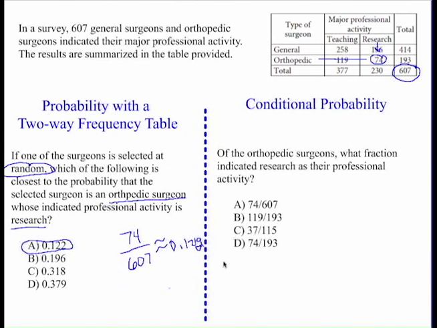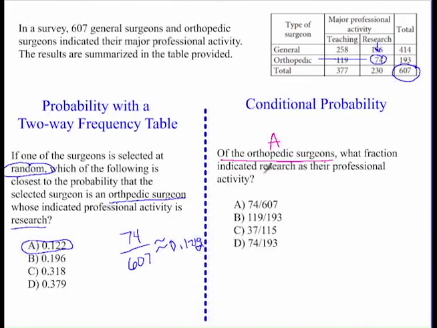Now here's where conditional probability is a little bit different. If this was a conditional probability question, like the questions you're getting this week, this is what it would look like. It would say something like, of the orthopedic surgeons, so this is our condition A, the first condition that happens, if we have an orthopedic surgeon, what fraction indicated research as their professional activity?